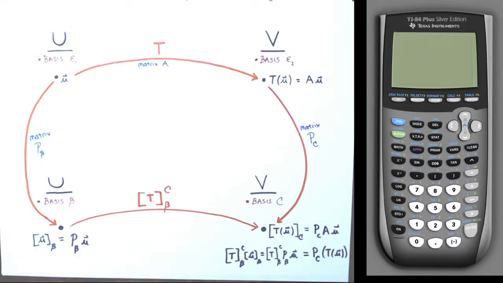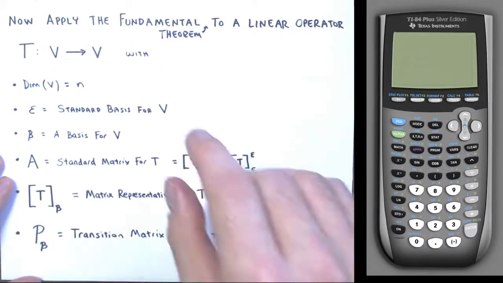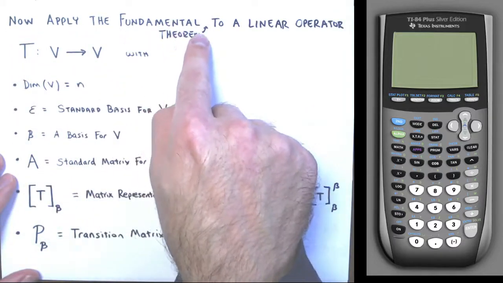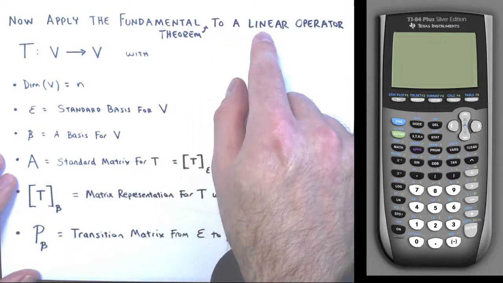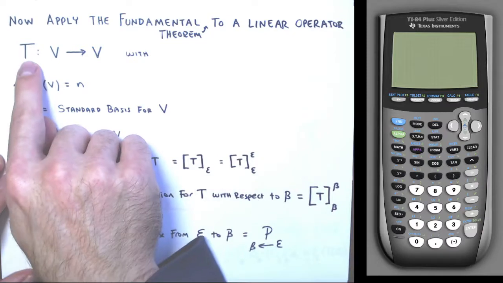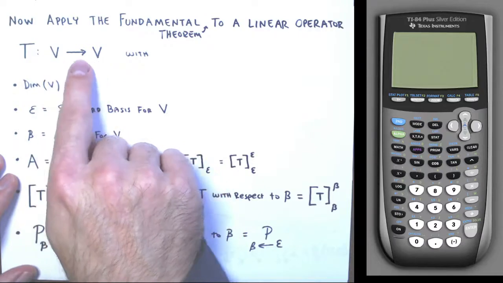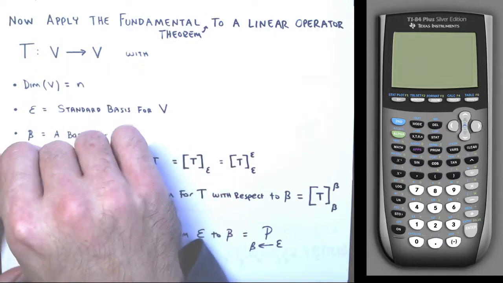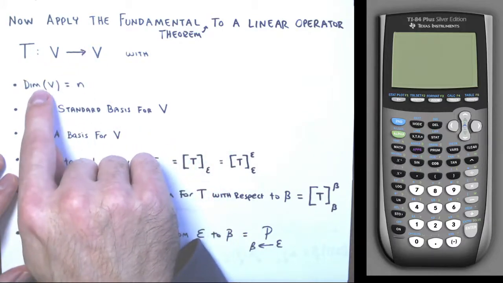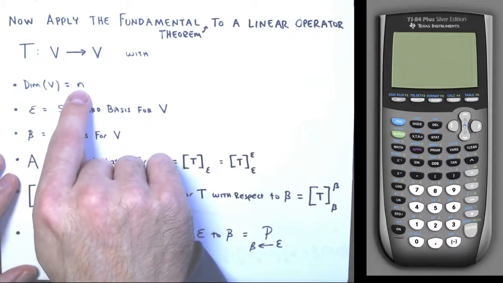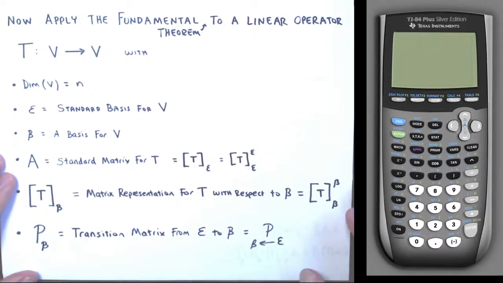So I'm going to go with pretty much the same thing as I just showed you with the fundamental theorem, but this time we're going to apply the fundamental theorem of matrix representations to a linear operator. So that's a linear transformation from a vector space to the same vector space, V to V, or U to U if you wanted to do that. But I don't need to mention the dimension of both of them. I just put one, where the dimension of V is n. So my standard matrix would be an n by n square matrix.